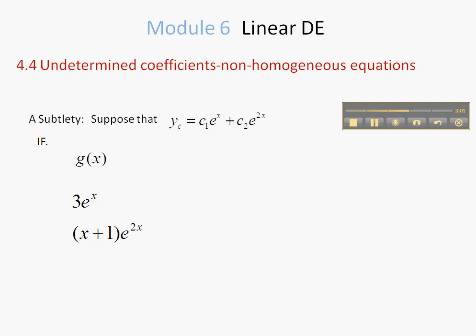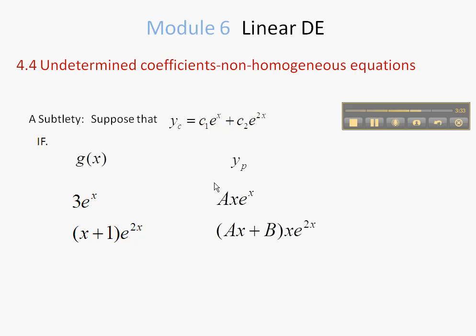Now, there's a subtlety that can happen. Suppose that I have solved my differential equation and somehow this is my homogeneous solution. Notice that e to the x appears here and e to the 2x appears here. And then suppose that g of x has the form of e to the x. Well, as you can see, that's exactly the same as part of my solution in the homogeneous solution. The same here, I have e to the 2x, which you can see appears here.